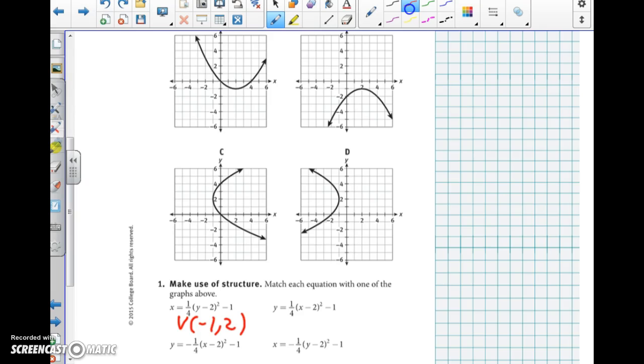That's the vertex. Okay, look at the 4 graphs. Which graphs have as their vertex -1, 2? C and D do, right? C and D. Okay, all right. Now, while we're here, because it says 1/4 that, that means your P will be what? A positive or a negative? You want to say negative?